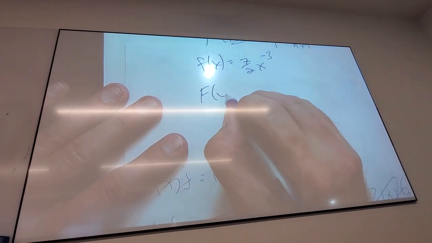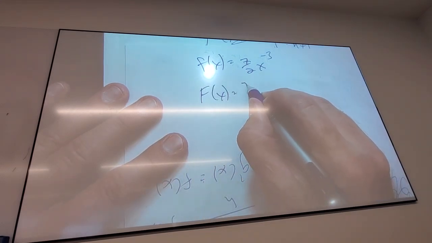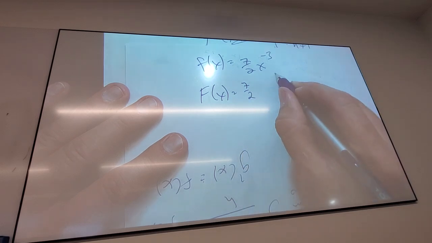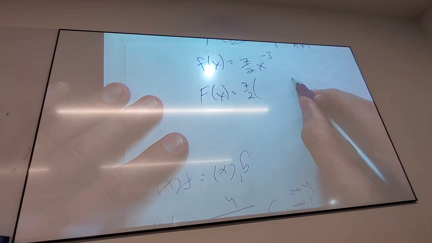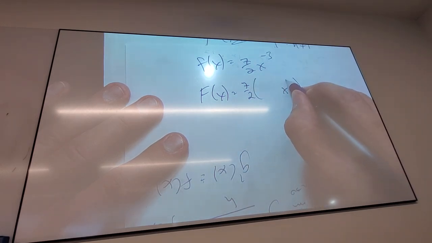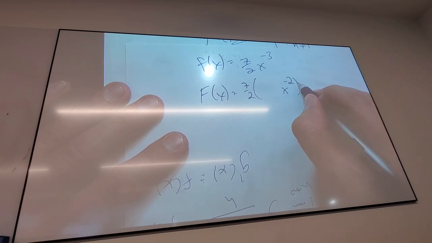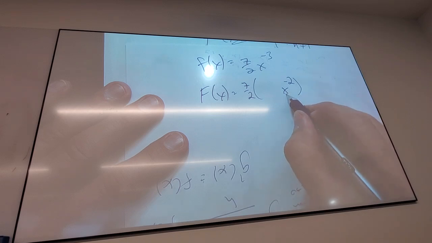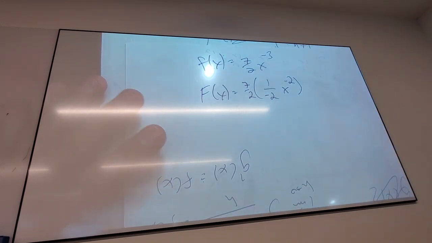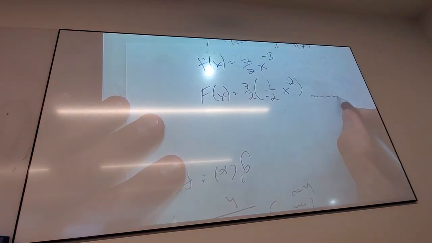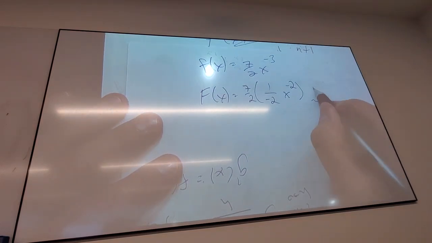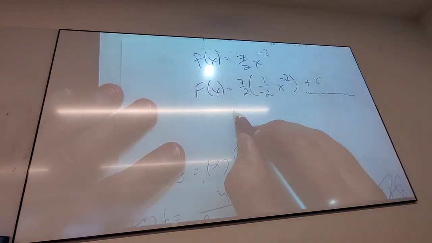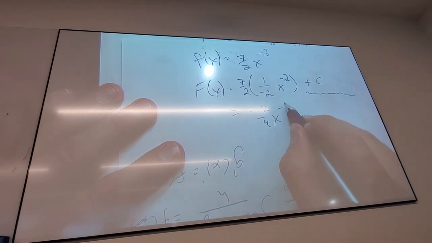What would big F be? So what I would do if I were you is I'd write the 7/2, and now I can focus on this guy. What would the new power be? Yeah, it's got to go up by 1, right? So -2. And then I do what with that new power? Put 1 over the power? Yeah. You guys with me? Okay. Yeah, -7 of course. x to the -2 plus C.